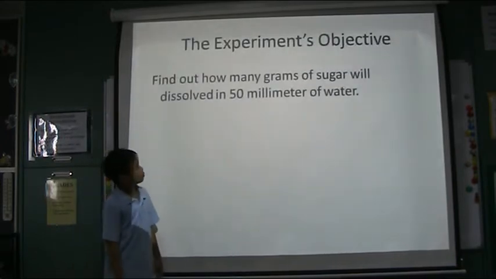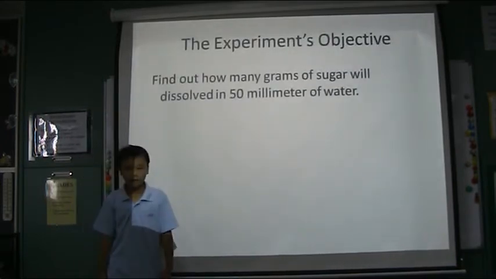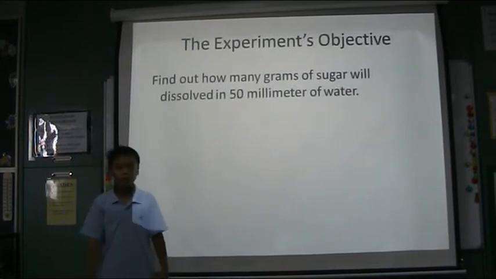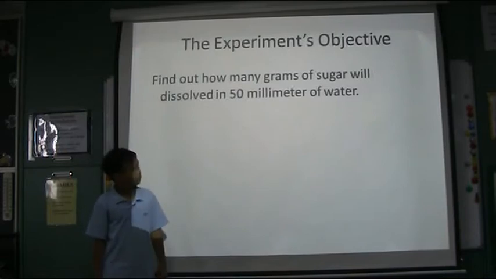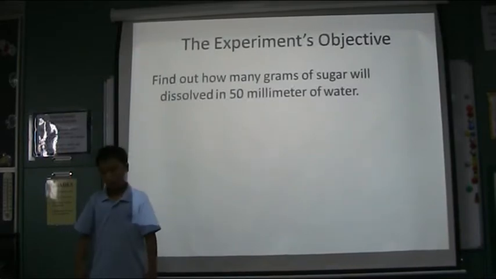The experiment's objective is to find out how many grams of sugar will be saturated, will be dissolved in 50 milliliters of water.